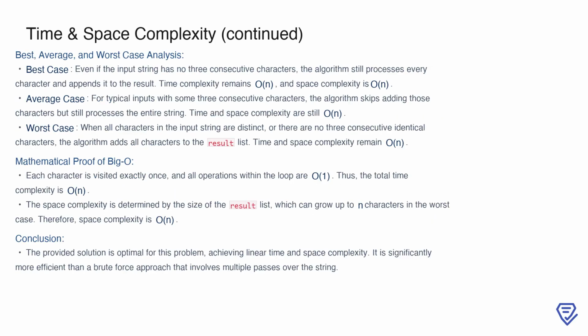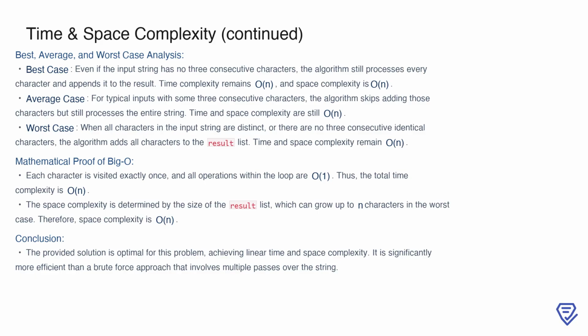Now let's analyze the best, average, and worst cases for this algorithm. In the best case, where there are no three consecutive identical characters in the input string, the algorithm still processes every character once and appends it to the result list. This means the time complexity remains O(n), and the space complexity is still O(n). For the average case, where the input string has some three consecutive characters, the algorithm skips adding those characters but still evaluates every character, maintaining the same time and space complexity.